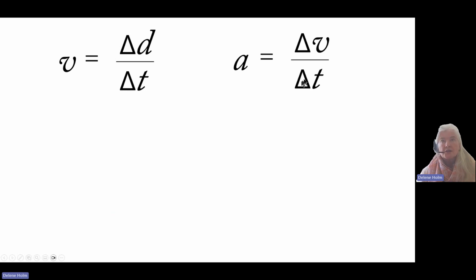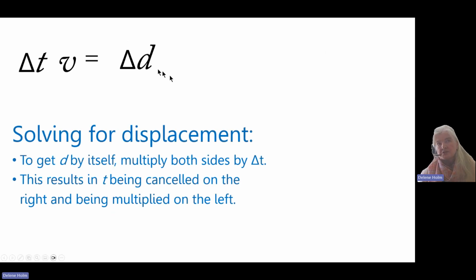I had another one up here with acceleration, but it's manipulated in exactly the same way as this. So I will be focusing on this equation. Okay, we have this equation. We want to solve for displacement. And you'll notice when we solve for displacement that the d stays on the right, but the t that was at the bottom now moves to the top.